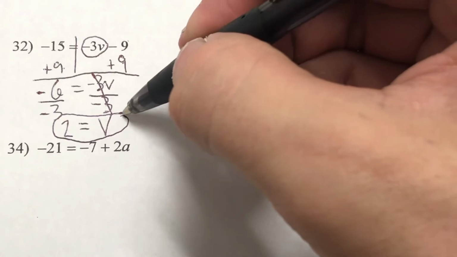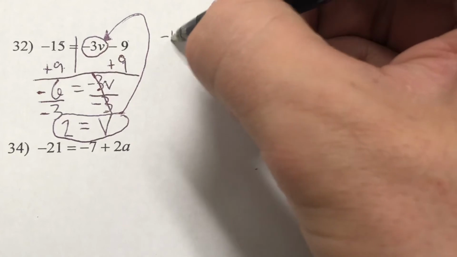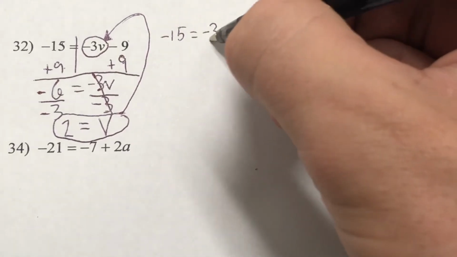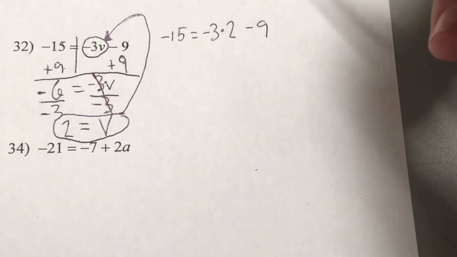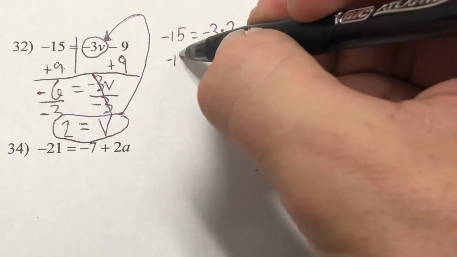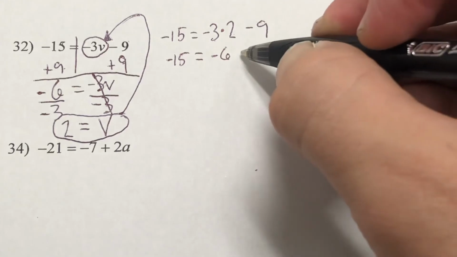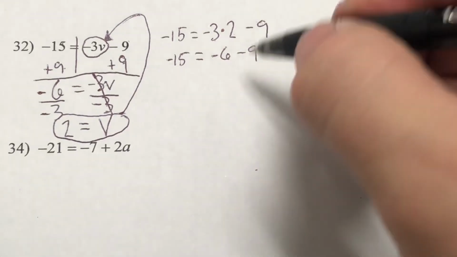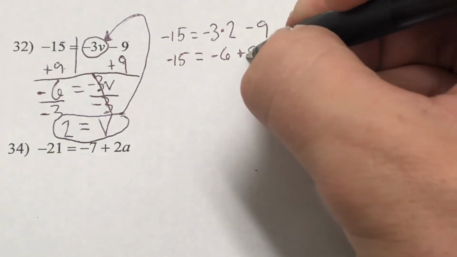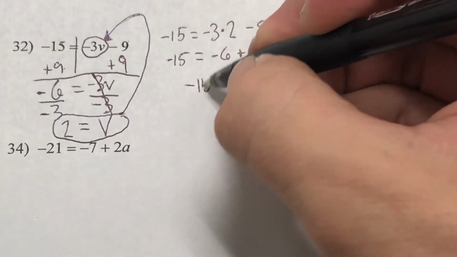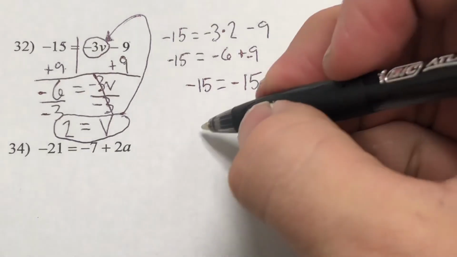Hey, the correct answer must be checked. So negative 15 is equal to negative 3 times 2 minus 9. Order of operations, so we must do multiplication first. So negative 15 is equal to negative 3 times positive 2 is a negative 6 minus 9. And a negative 6 minus 9 is the same thing as negative 6 plus a negative 9. Same sign, keep and add. And negative 15 is equal to negative 15.